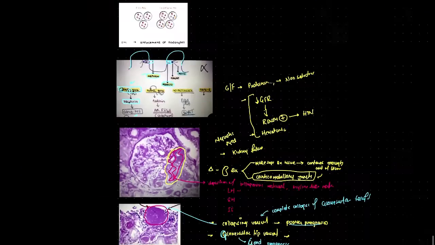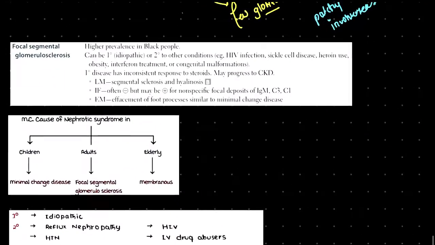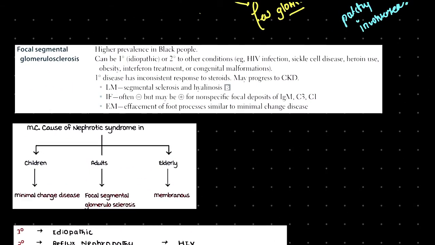Now moving further, let us look at the content of First Aid. The thing that we need to focus on right here is that it is most prevalent in black people. We did not mention it earlier, right? Similarly, there can be a primary disorder, that is idiopathic, and a secondary disorder, right? The secondary disorder is because of HIV infection, sickle cell disease, and yes, we talked about drug abuse also, obesity resulting in hypertension, interferon treatment or congenital malformation, right?